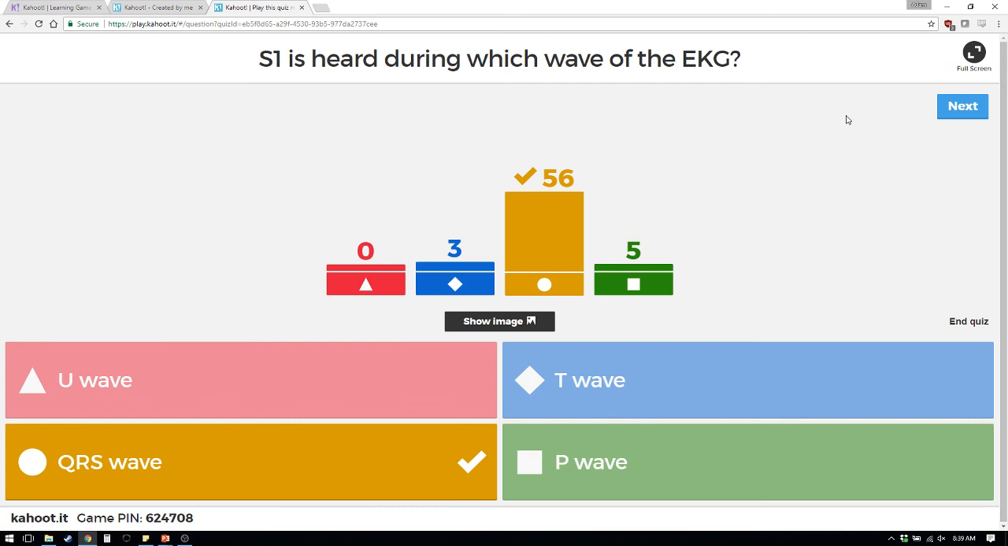But yeah, so the primary ones, when you have S1, which means you're having ventricular contraction, you're having that depolarization. So you should see the QRS wave roughly the same time you would hear S1, essentially. Okay.